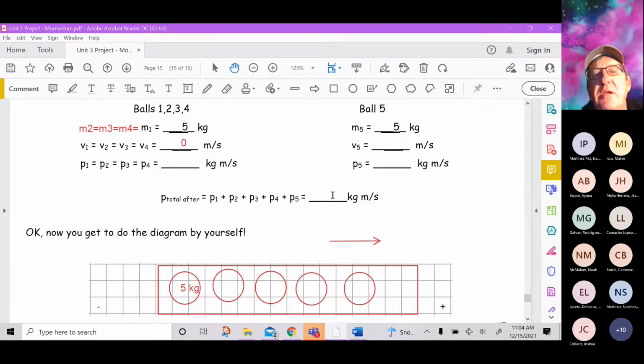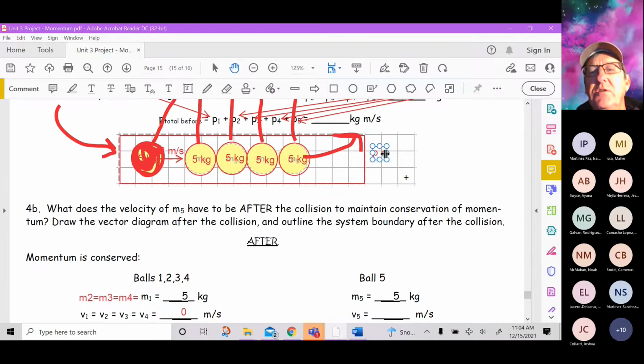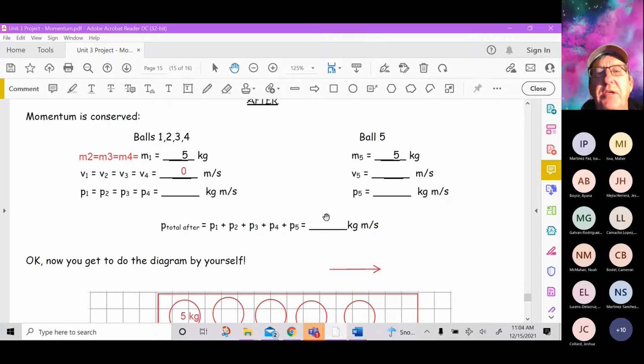So now we're kind of working backwards. Maybe I'm going to do this. I'm going to say the momentum is X. I'm not going to tell you what it is. You should be able to figure it out. It's simple. Whatever that X happened to be, it is the same down here, because of conservation of momentum. And because of that, we can figure out the momentum of ball number 5.